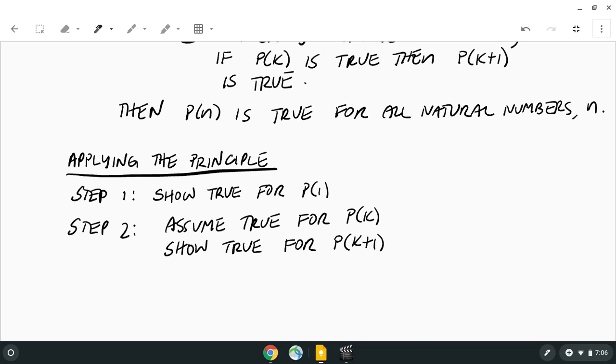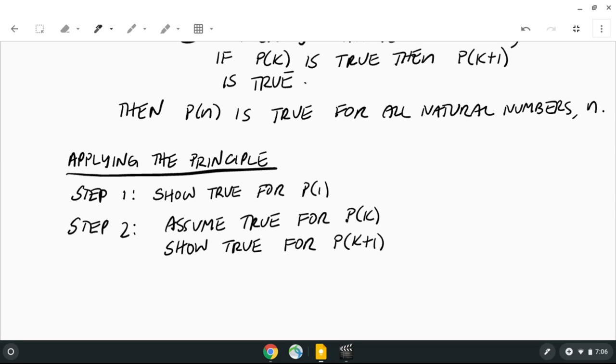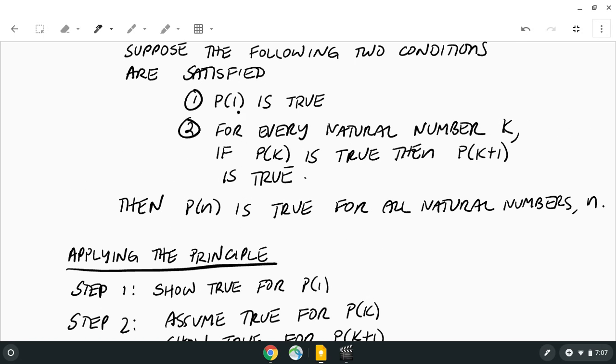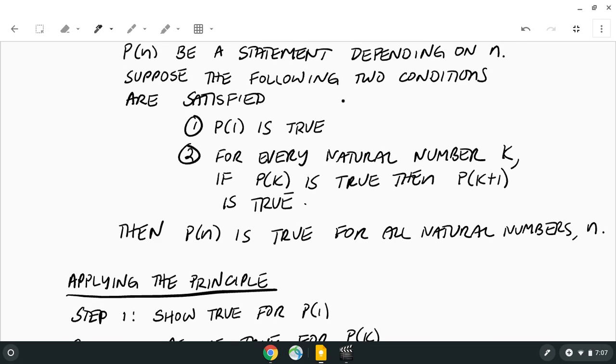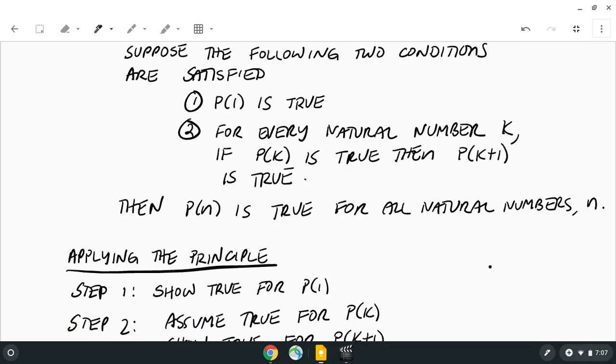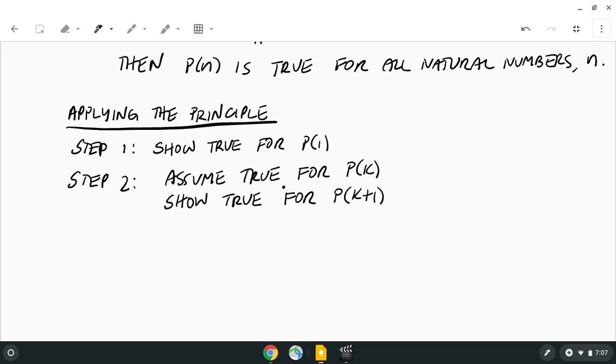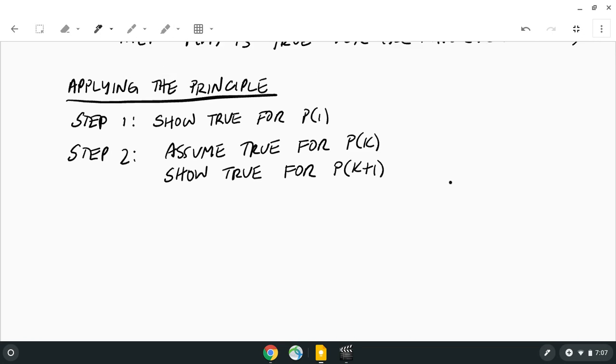Okay, so these are the three things that we do for mathematical induction. If we can show these three things, then we have used this principle here. And it says here, if these two conditions are satisfied, then it's true for all natural numbers n. Okay, so these are the three things we need to do. Let's go ahead and start with this first example.